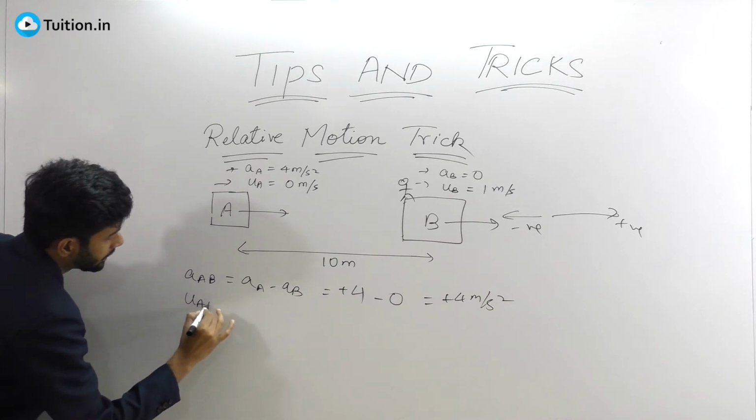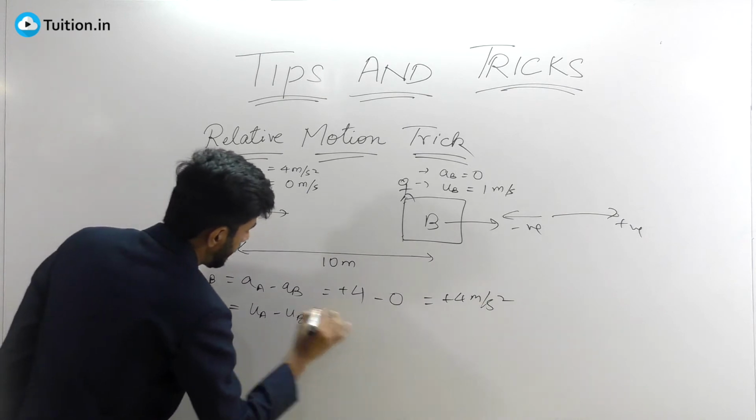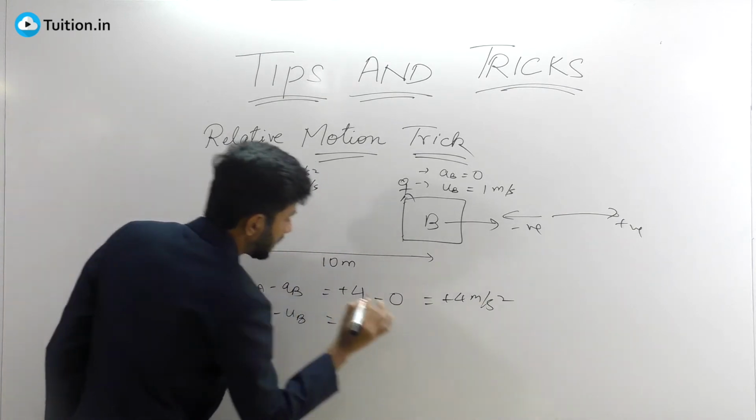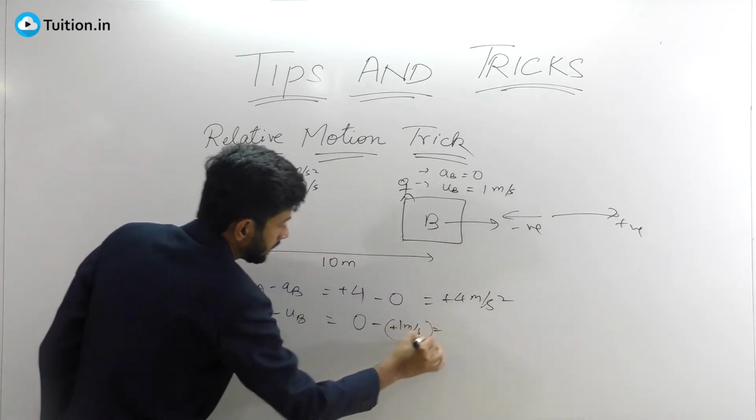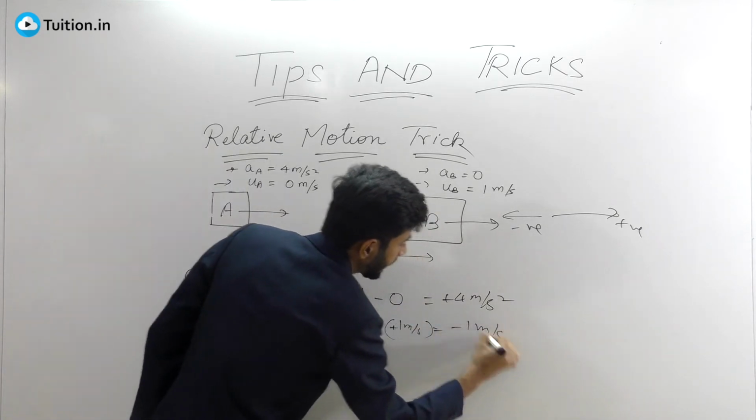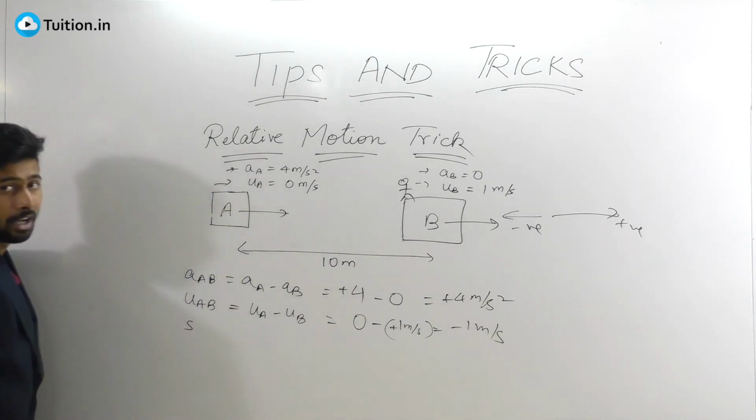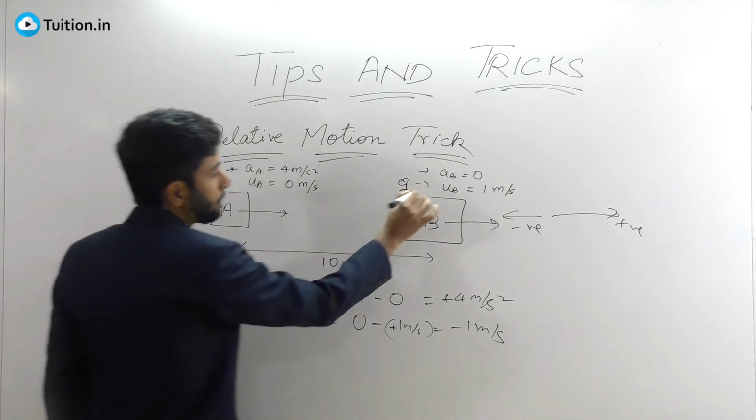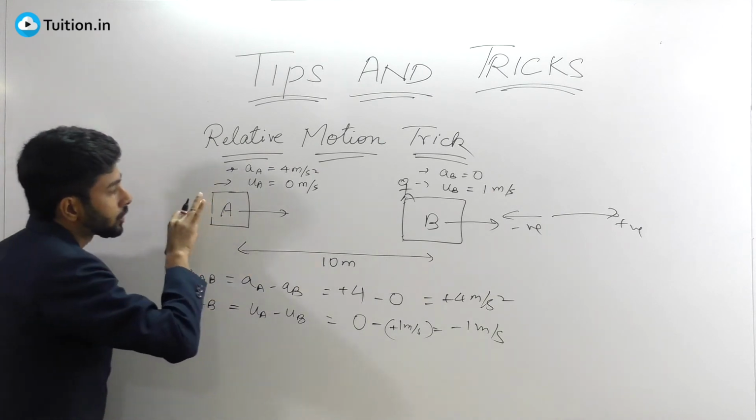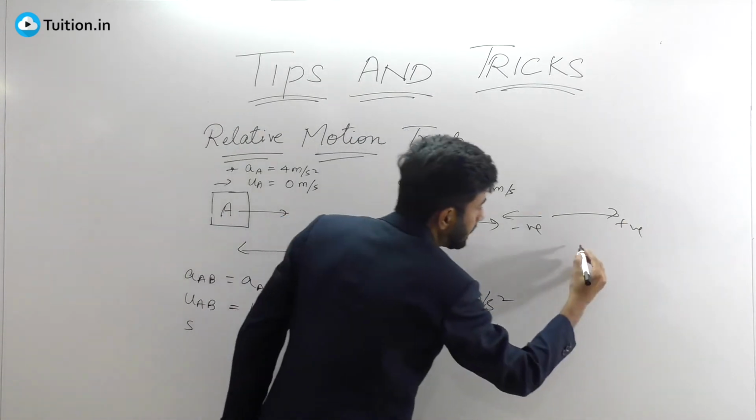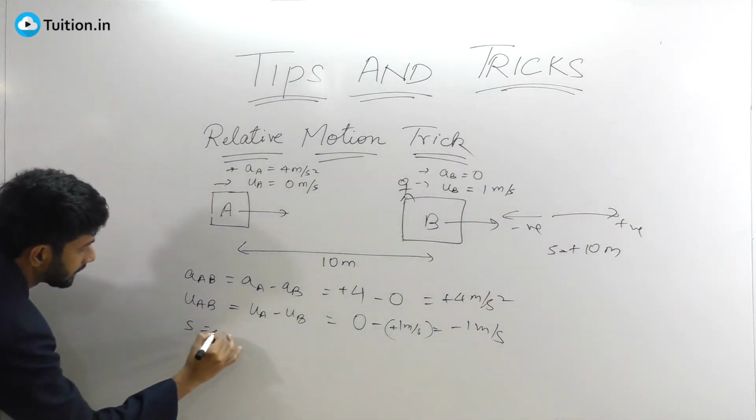Now, I need the initial velocity of A with respect to B, that is initial velocity of A minus initial velocity of B. Initial velocity of A is 0, initial velocity of B is 1 meter per second, so basically you will have minus 1 meter per second as your initial velocity. Now, you need the displacement to be covered. If I put myself on B, how much displacement does A need to cover? It needs to cover 10 meter towards the right, that means plus 10. So, your S is nothing but plus 10.